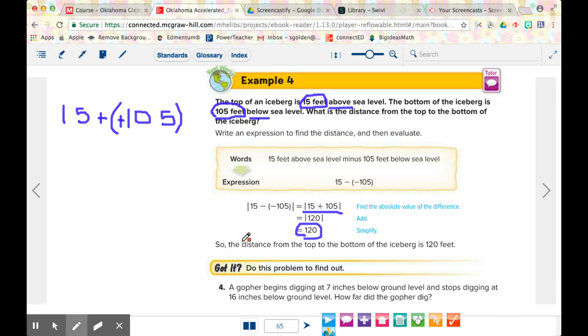Okay, I'm going to make you try one of these word problems. So you're going to try the one at the bottom of the screen, number 4. I want you to pause the video so you can attempt to work that out. Then press play and I will work it out for you.